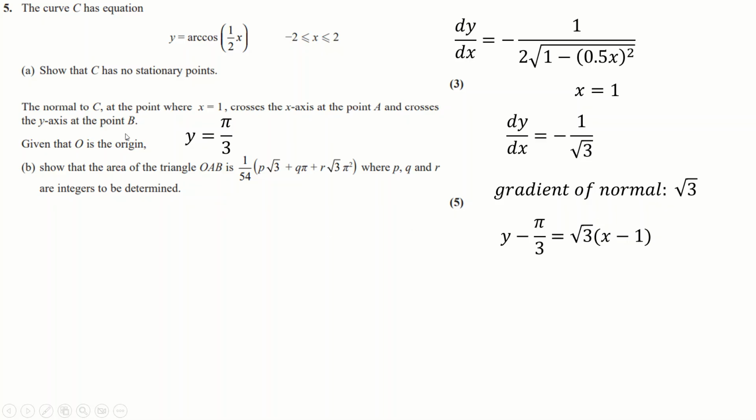And what else do we know about this? Well, we know that it crosses the x-axis at A. So when its y-coordinate is 0, its x-coordinate is a. So let's put that in and solve for a, divide by root 3 and then add 1 to both sides, it looks like. We get a as that.